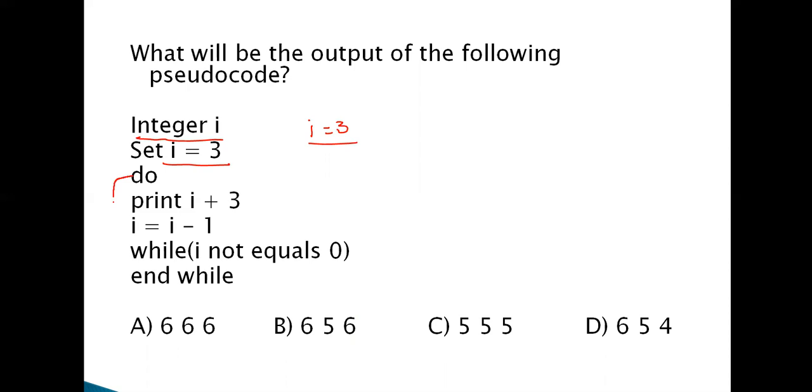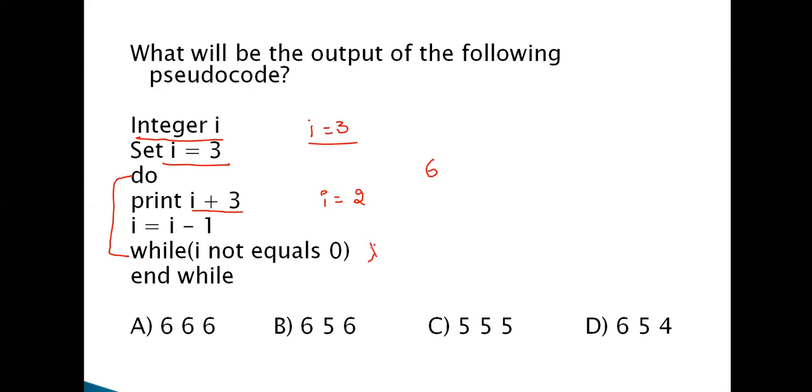So this is a do while. In this, no need of any brackets also. In the do while, what is the first statement? Print I plus 3. So I is 3, 3 plus 3, so 6 is printed on the screen. Now I is equal to I minus 1. I value becomes 2. While 2 not equal to 0, the condition is true.